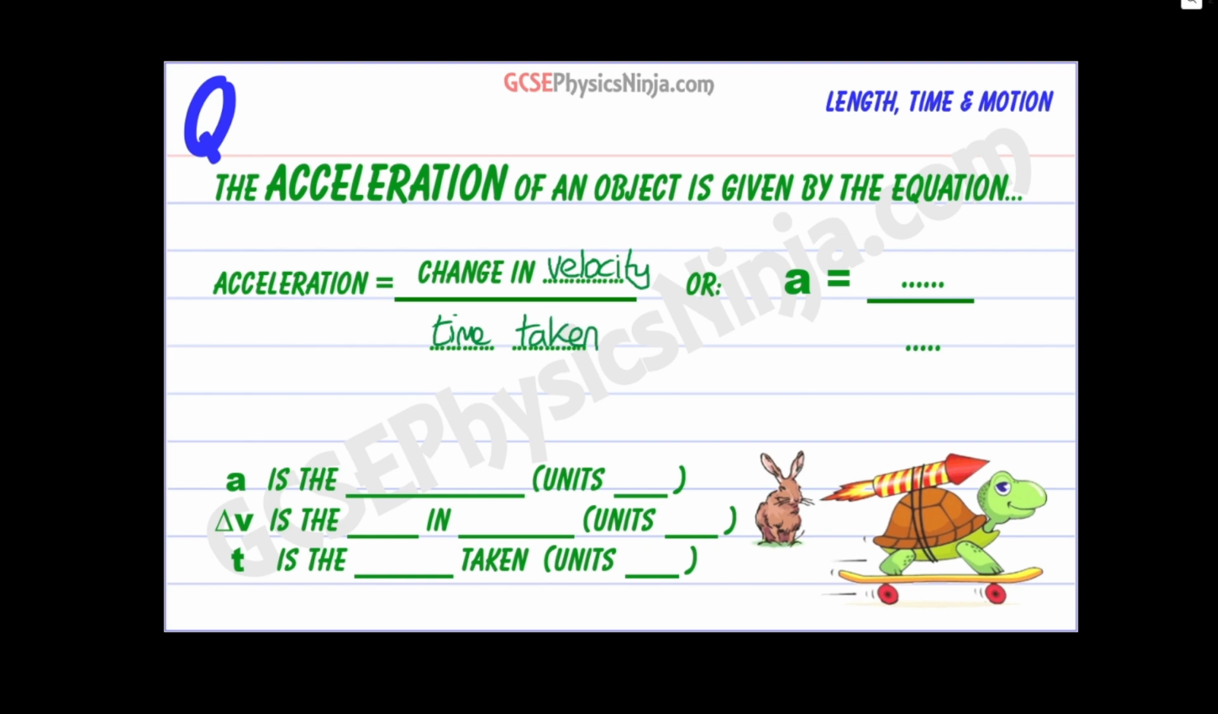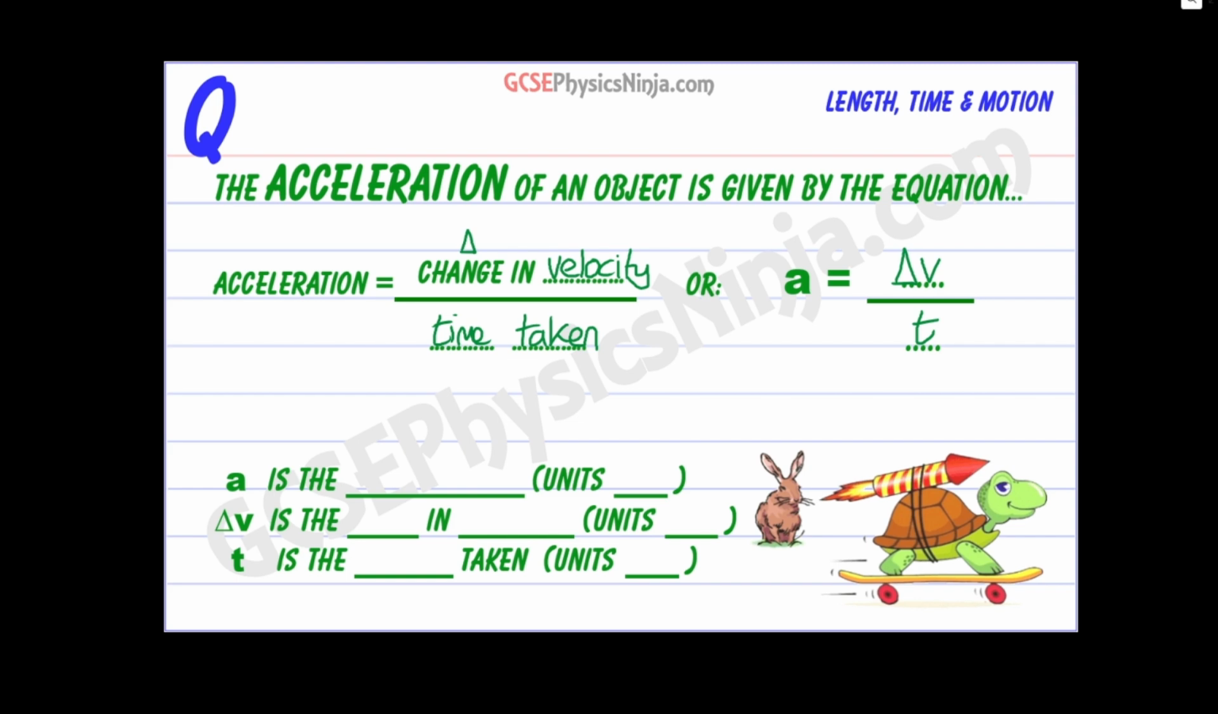And we can show this in symbol form with the equation a equals delta, which stands for change. Delta is a Greek symbol for change. Change in v, that's velocity, over time taken. Sometimes you might see a little delta here as well, but it's not that important. It just means the change in time. So a equals delta v over t.